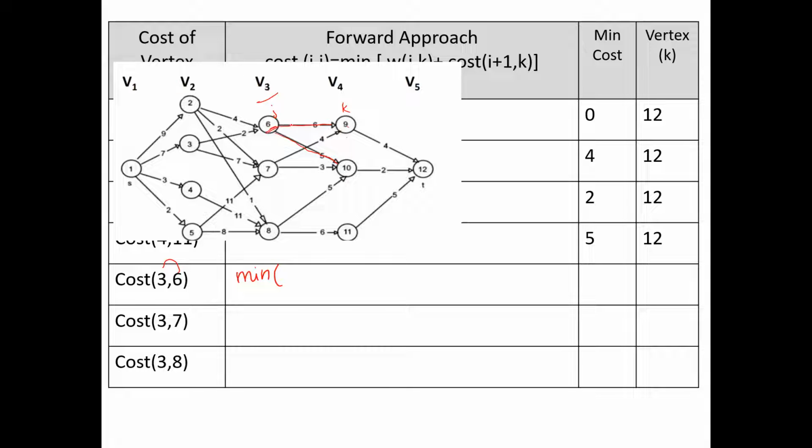So the cost of the edge from 6 to 9, that we are going to write over here. What is the cost of that edge? 6 plus what is the minimum cost of vertex 9? From the table you can see that I have kept over it. The minimum cost of vertex 9 is 4. Is it clear? If you have any doubt, I can let you know.